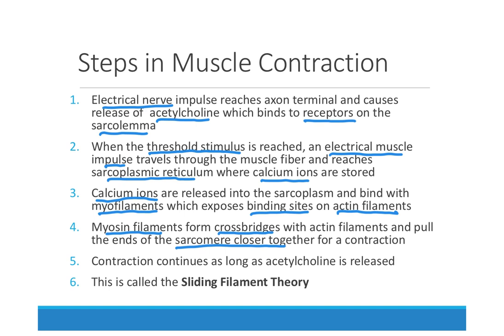I have an illustration of this on the next page to hopefully help you see it a little better in your mind. The contraction will continue as long as acetylcholine is being released. We call this whole process the sliding filament theory because the actin and myosin filaments basically slide over each other to shorten the sarcomere, but they don't change anything in length.